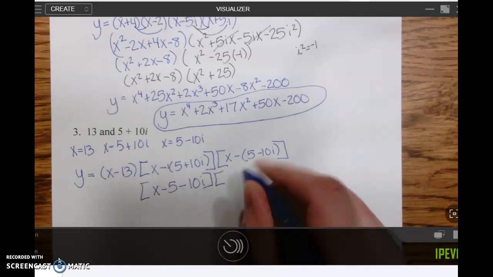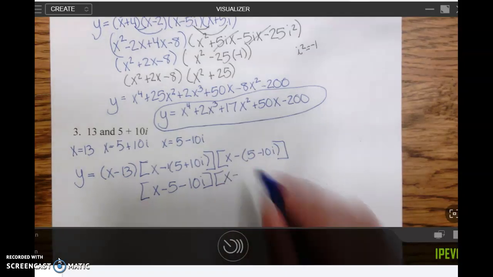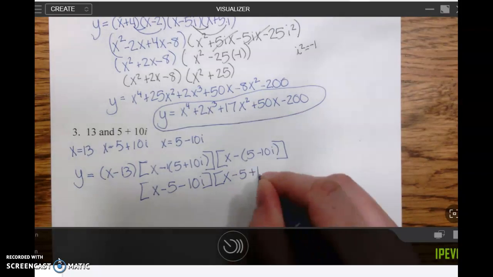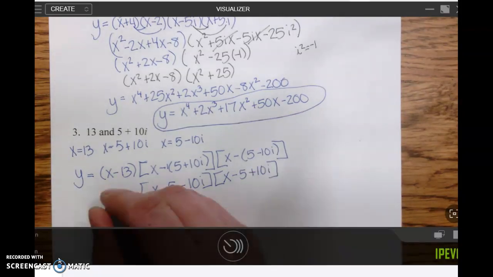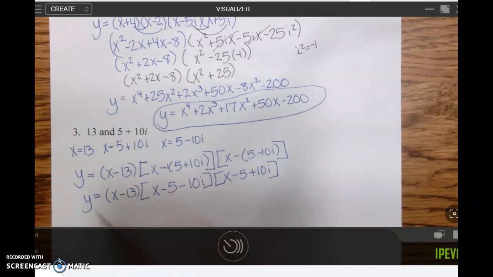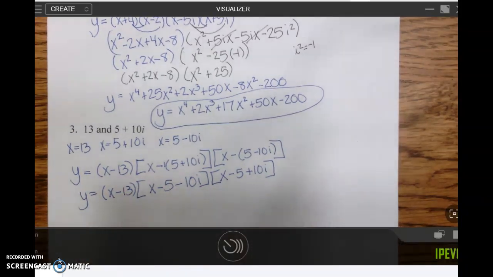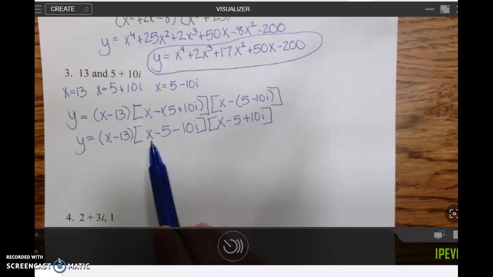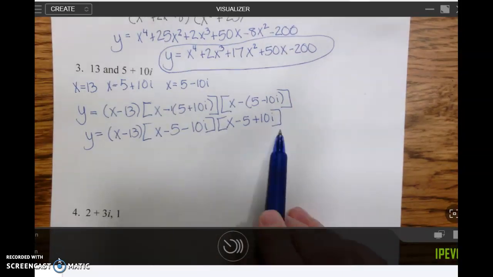And we're going to do the same thing over here. We're going to have x minus, and we'll have 5, and then a negative negative makes this plus 10i. And we're going to bring down the x minus 13 at the very beginning. Alright, so all we've done so far is set this up and distribute the negative through. And now we multiply. And we're going to take this trinomial times this trinomial, the two imaginary pieces.